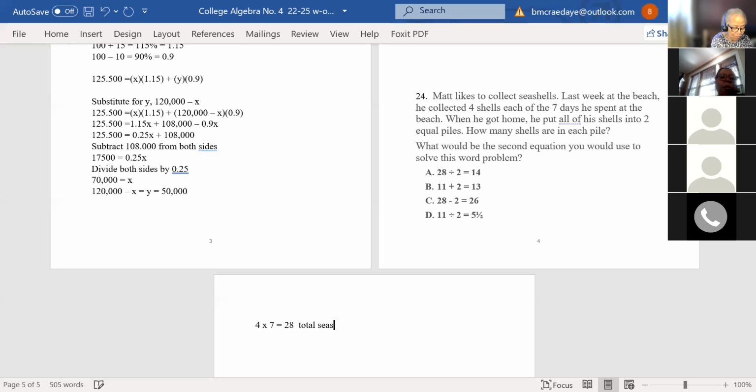That's total seashells collected. Right? That would be your first step. 4 shells each of the 7 days. So for the whole 7 days at 4 shells each day, he collected 28 total seashells. Now the second equation, and so you just gave me the answer. What is it?